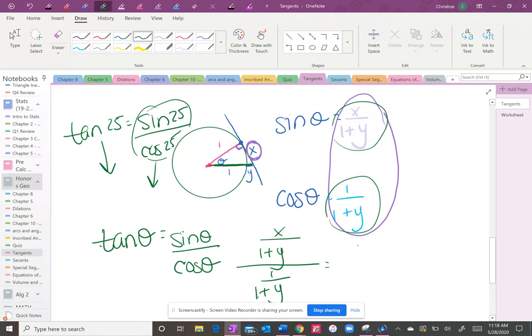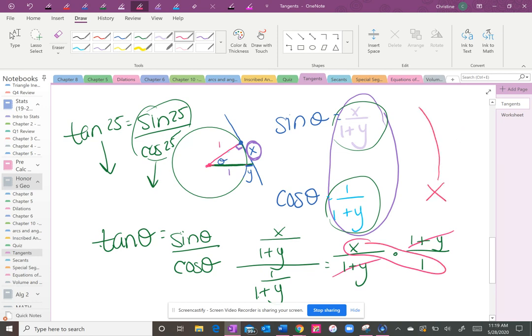Remember, when you're dividing fractions, you're going to multiply by the reciprocal. Nope, that's not the reciprocal. That is 1. And look what happens. This cross simplifies. You're left with x over 1, which is equal to x. And so I've just proven to you that x is the tangent because of this relationship where tangent is the ratio of sine over cosine. So that's why it's called tangent. You don't need to redo this problem ever, but that's why it's called tangent.